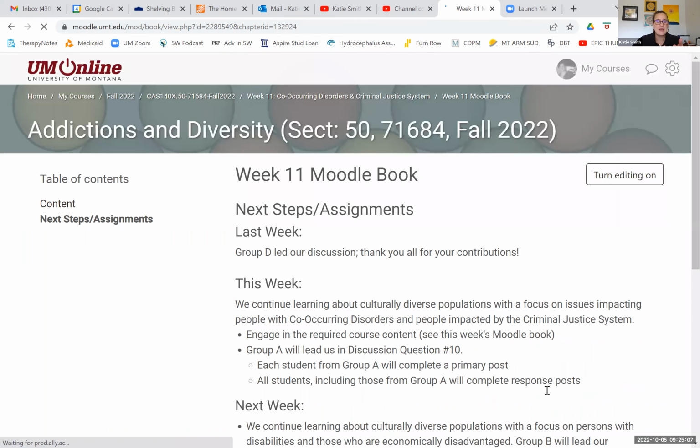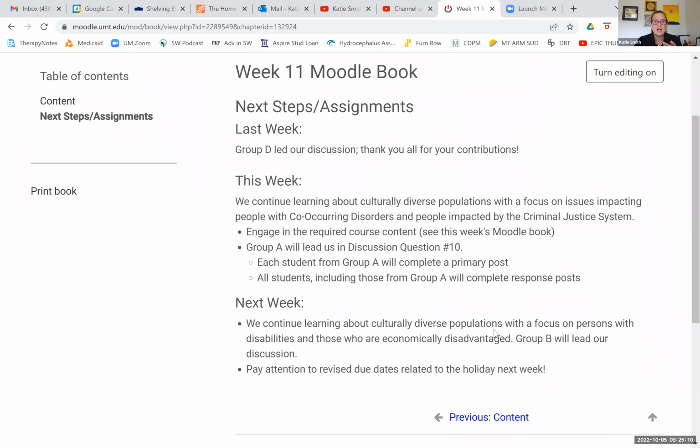So next steps and assignment. This week, engage in the content that I just went over. Group A is going to be leading us in discussion question number 10, and there'll be a video posted here to discuss that more. And Group A, this is your last primary post. So that's great news. Next week we'll be focusing on the topic of disabilities and those who are economically disadvantaged. I talked a little bit about those earlier in this video. We're going to dive into those topics more next week.